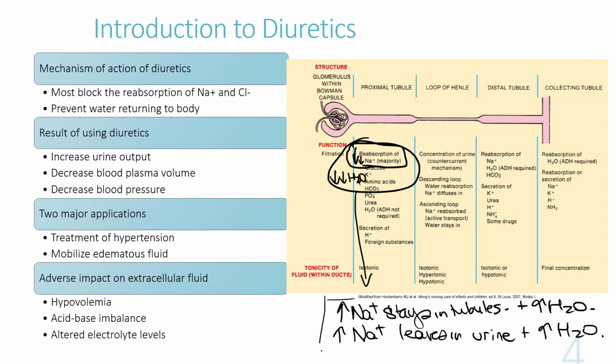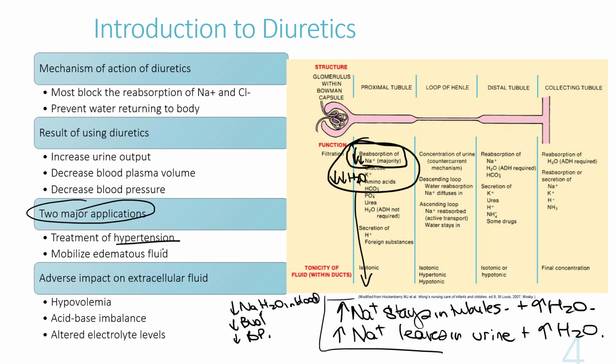So if you have more sodium and water leaving in urine, then you have less sodium and water in the blood, and so blood volume decreases, and therefore blood pressure also decreases. The two major applications of diuretics are for treatment of hypertension and to get rid of edematous fluid, right? As a result of using diuretics, urine output is increased, and there's a decrease in plasma volume as well as blood pressure.